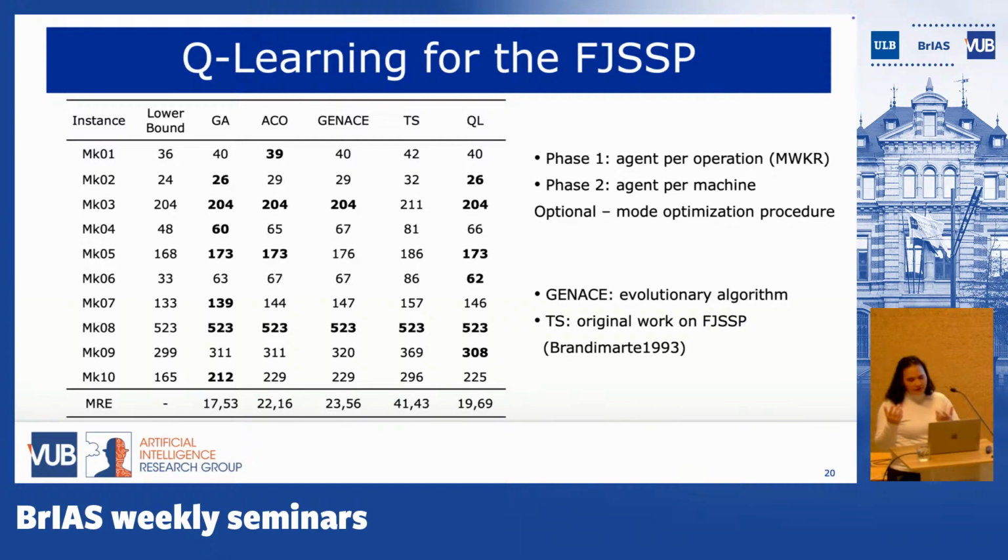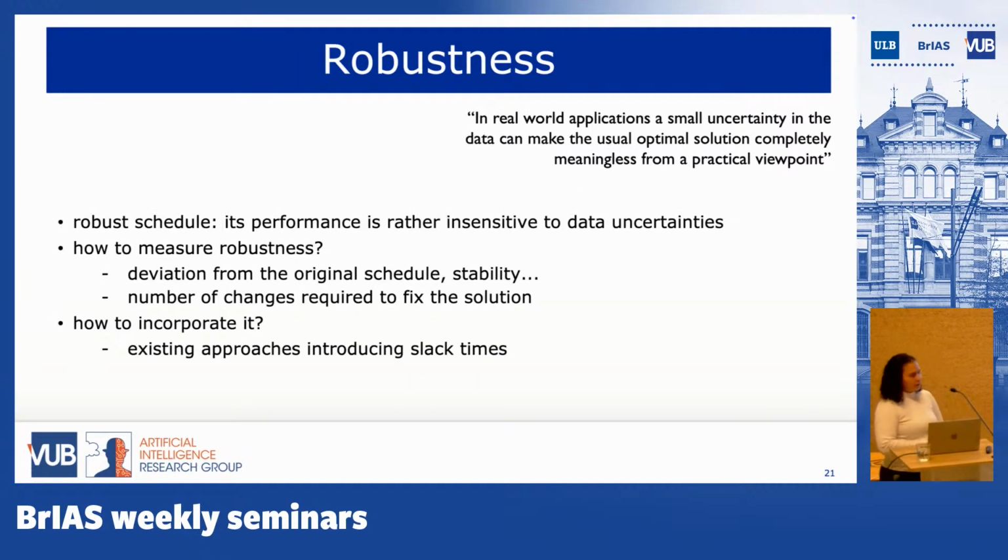We also checked other scenarios, but it's not time to explain them all. Then we just decided to check, okay, now we have results that are good in quality and in computational time, I mean, it doesn't take that long to get them. Let's see how we can deal with robustness, okay?